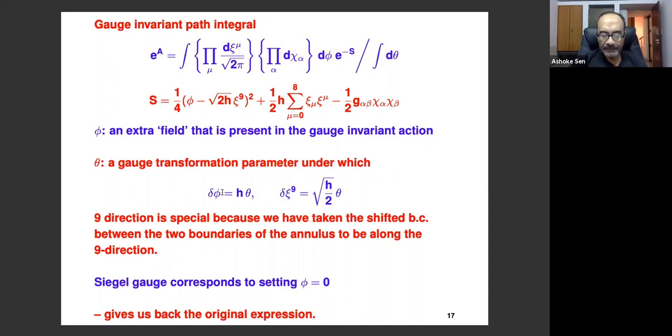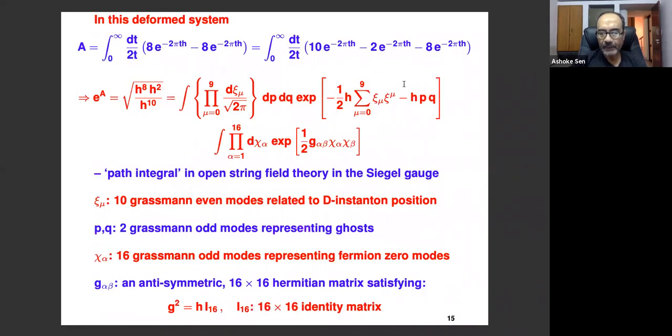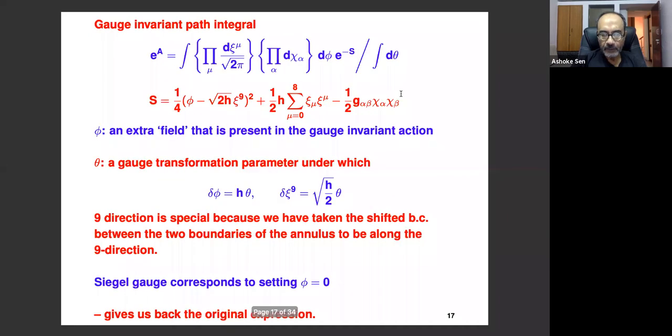So the Siegel gauge corresponds to setting phi equal to 0. And you see indeed that if you try to set phi equal to 0, then you pick up a Jacobian, which is h, because you are changing variables from theta to phi. That's exactly what the Faddeev-Popov determinant would have given. If you do the integral over P and Q, it reproduces a factor of h. So everything is perfect as long as h is non-zero. But you can also see at this stage that if h is 0, then phi is gauge invariant. So you cannot fix phi to 0 using gauge transformation anymore. And that is what gave rise to the vanishing of the ghost kinetic term.